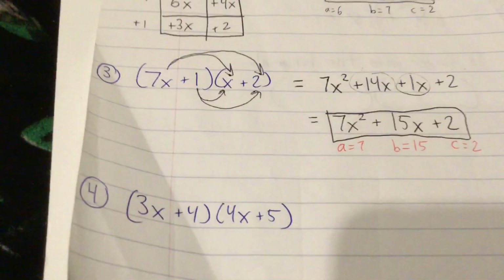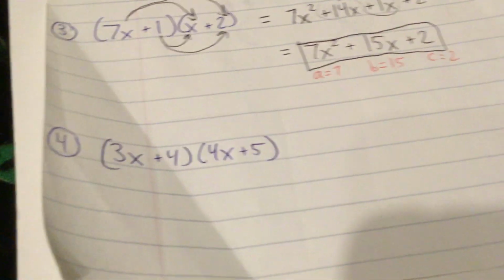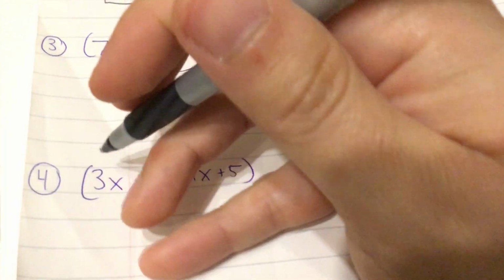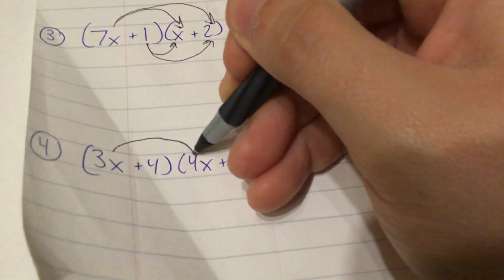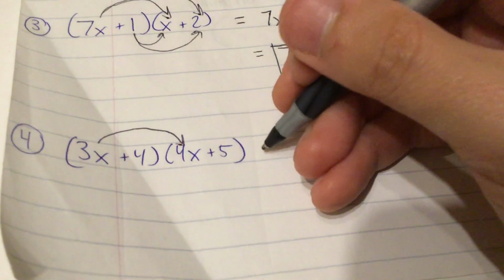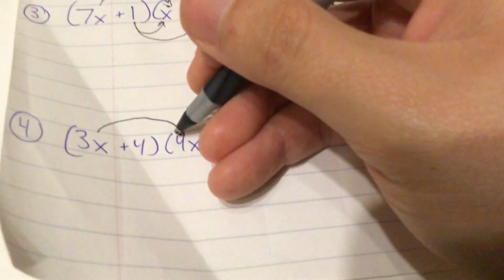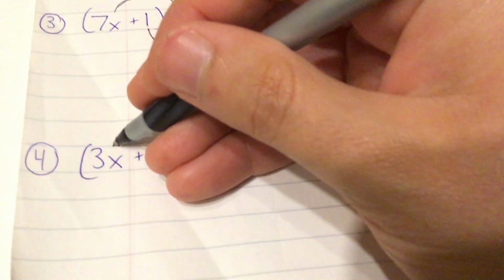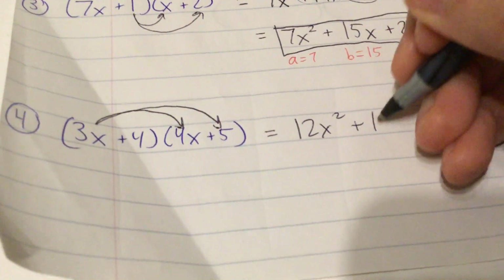Okay. Finally, for the final review problem, and then we'll get to some factoring today, what happens? Well, we've got 3x plus 4 times 4x plus 5. So 3x times 4x is 12x squared. Sorry, I put a little arrow on top of the 4. That's a 3x and that's a 4x. 3x times 5 is positive 15x.